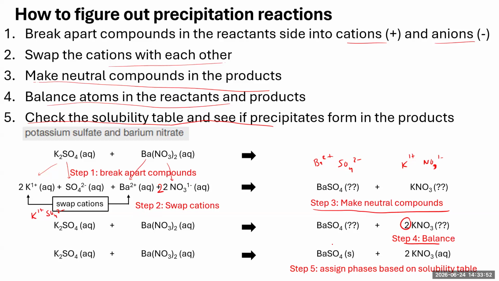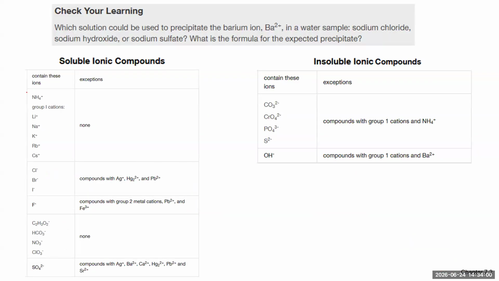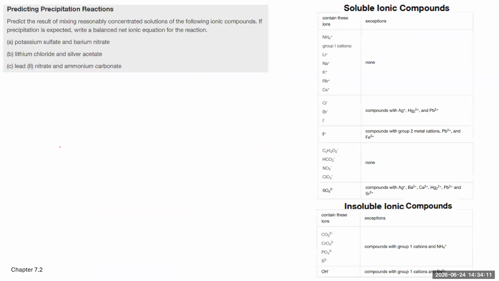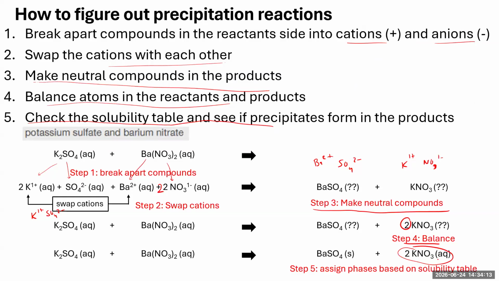Then we check the solubility table, right? So let's check potassium nitrate first, because I know that's not going to precipitate, right? Let's look at potassium. They say there's no exceptions. Always soluble, always soluble. So that's going to be aqueous. Aqueous, aqueous, aqueous.